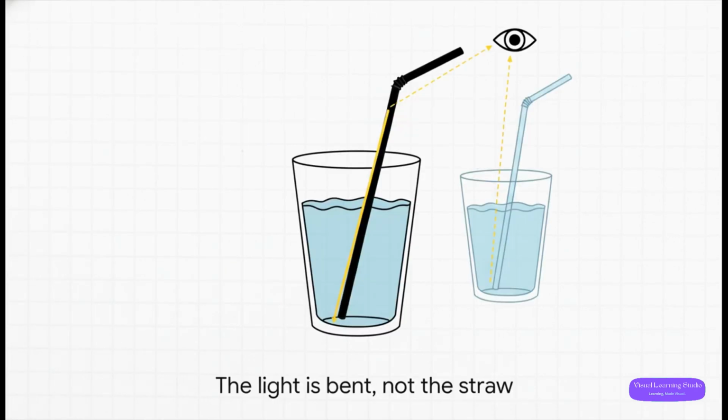And this brings us right back to where we started. The straw in the glass isn't bent at all. What's really happening is that the light bouncing off the part of the straw that's underwater has to travel from dense water into rare air to get to your eye. When it crosses that line, it speeds up and bends away from the normal. But your brain doesn't know that. It assumes light always travels in a straight line. So it traces that bent ray backwards and creates a virtual image of the straw in the wrong place, making it look broken. The light is bent, not the straw.